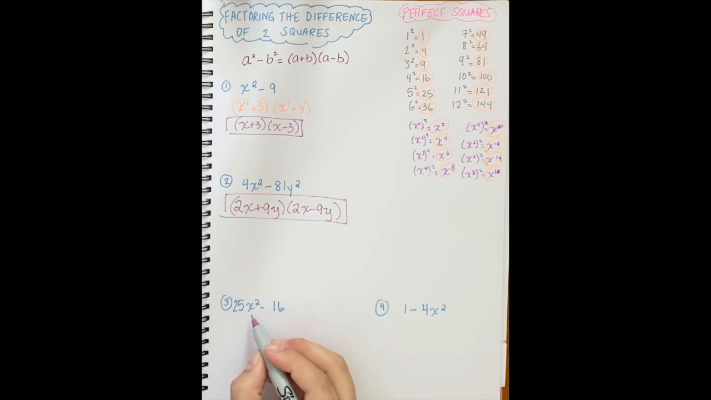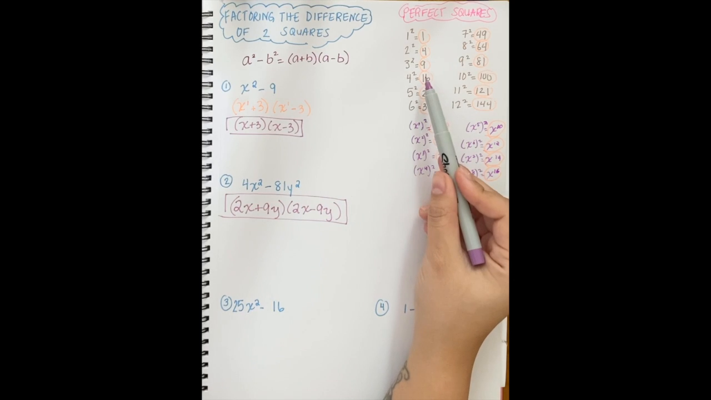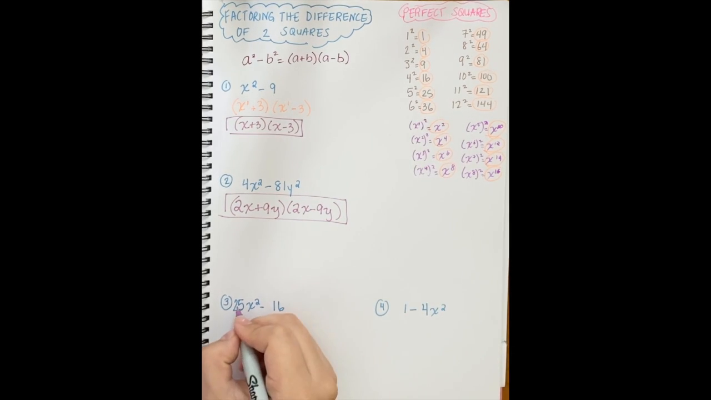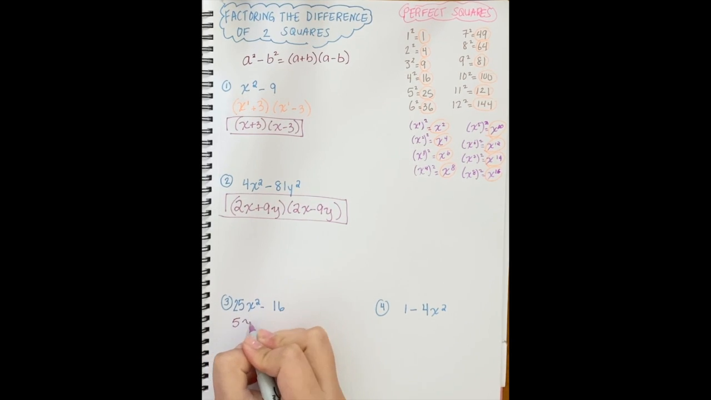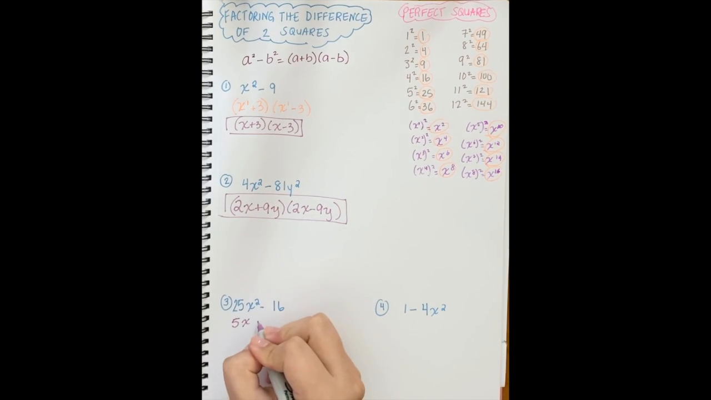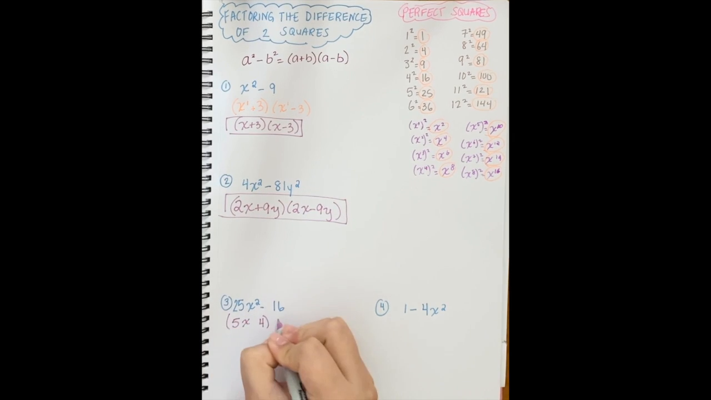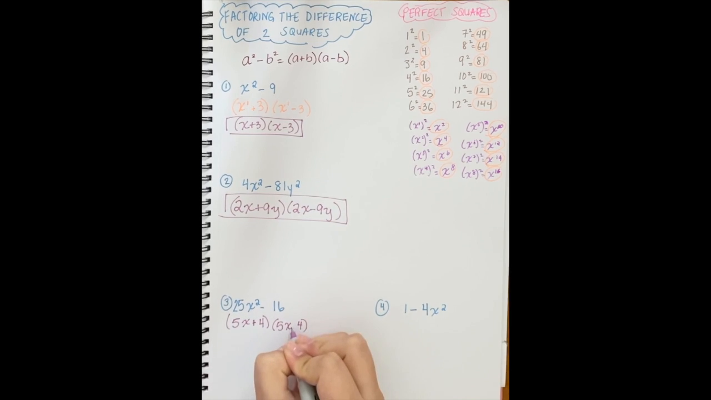We have 25x squared minus 16. They're all perfect squares, 25 and 16. The square root of 25 is 5. The square root of x squared is x. The square root of 16 is 4. And again, one plus, one minus, or one minus, one plus. It really doesn't matter. And our last example.